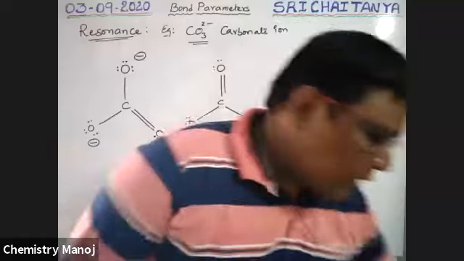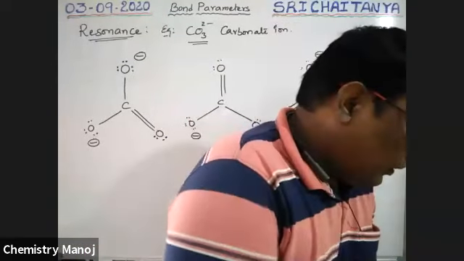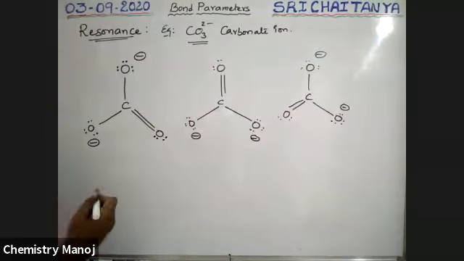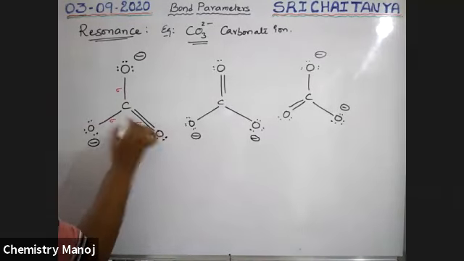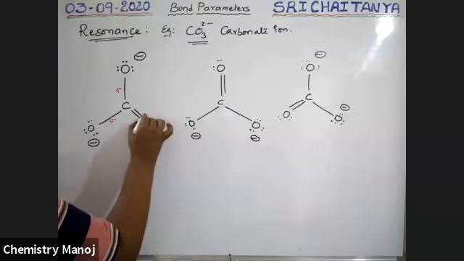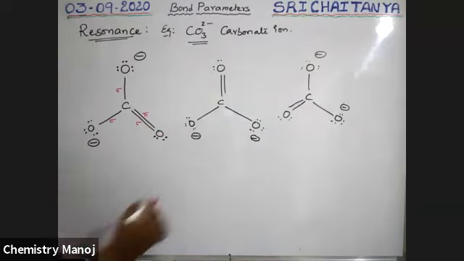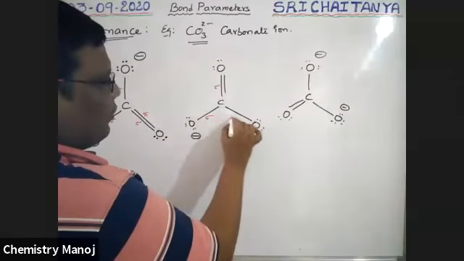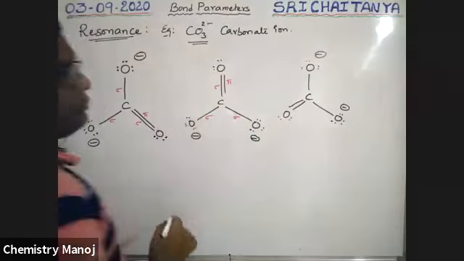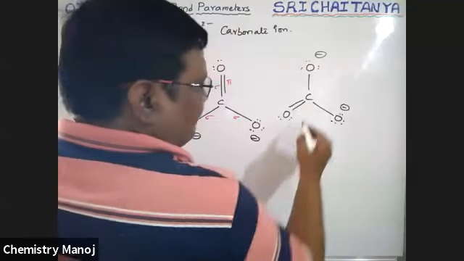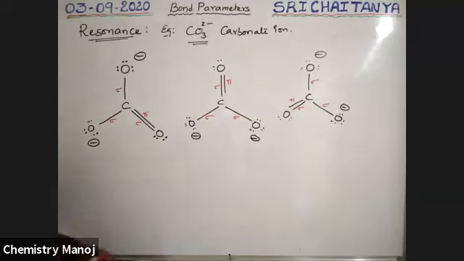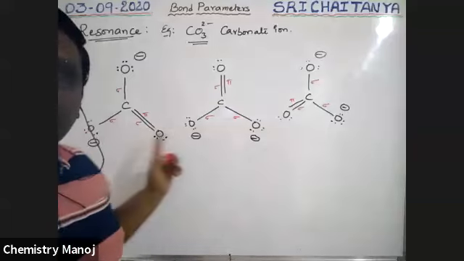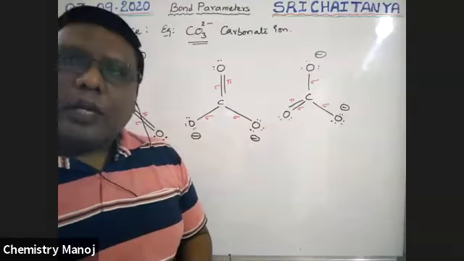See here what we observe. This is a sigma bond, this is a sigma bond, this is a sigma bond, and this is a pi bond. Here also sigma, sigma, sigma, and it is a pi bond. Here also sigma, sigma, sigma, and a pi bond. So in these 3 structures, tell me the answers.